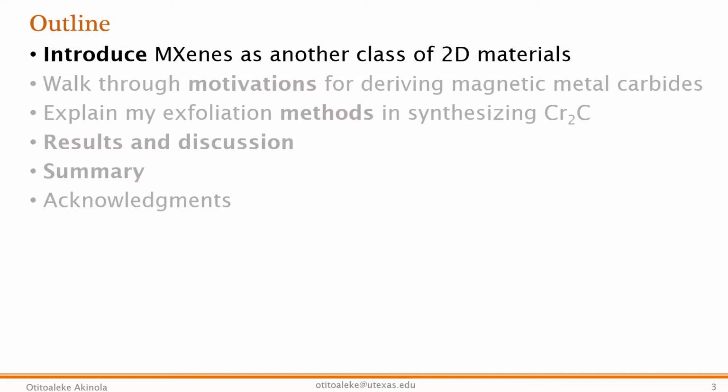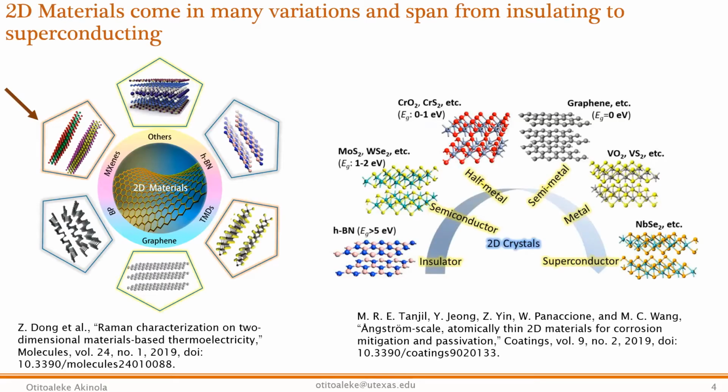So let's delve right in to introduce MXenes as another class of two-dimensional materials. There is a vast array of two-dimensional materials that are out there, and MXenes is one group of them. Now, two-dimensional materials are interesting because they display a wide variety of electrical properties. They can be insulating, they can be semiconducting, and they can be superconducting as well, and everything in between. MXenes hold a good place in that, depending on the functionalization, as we'll discuss later on, they can range from semiconducting to metallic, and also they have different magnetic properties as well.